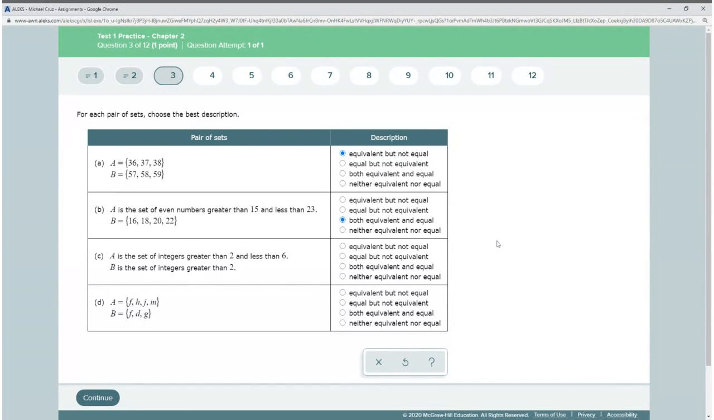All right, so C is integers greater than 2 and less than 6. So that means 3, 4, and 5. So there's 3 elements in there. B is a set of integers greater than 2, which is starting at 3, 4, 5, 6, 7. There's no ending. So B is an infinite set, and this one only has 3 elements in it. So these are neither.